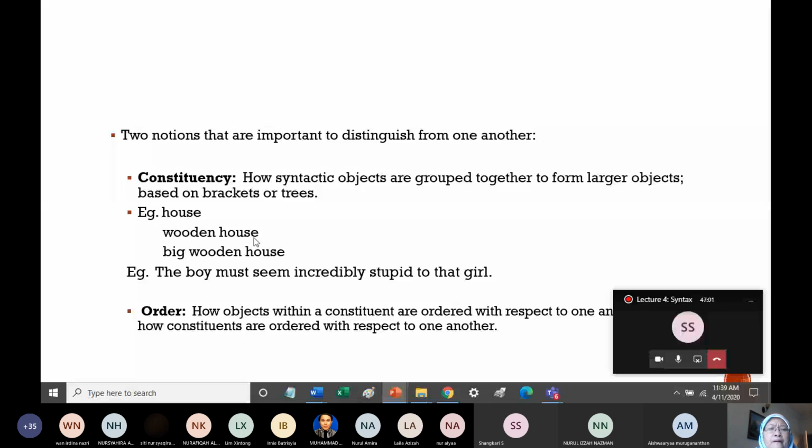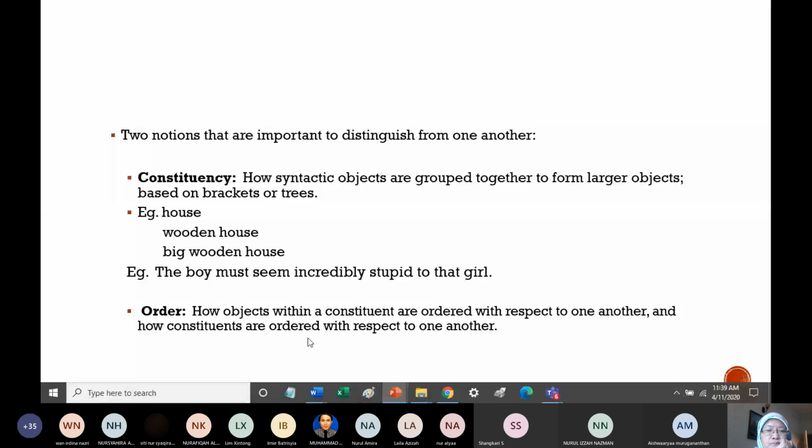Okay, so one is what are the inner groupings of the words, and then order. Order is how objects within a constituent are ordered with respect to one another, and how constituents are ordered with respect to one another. Right.